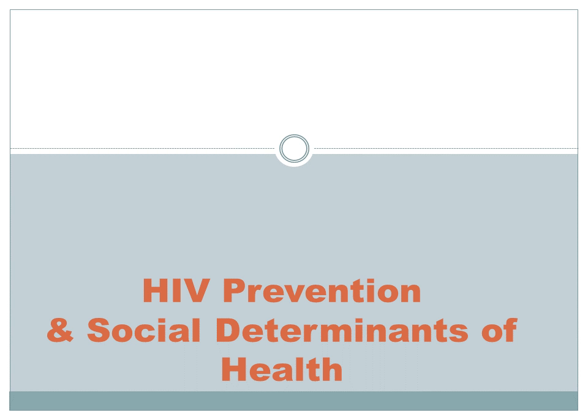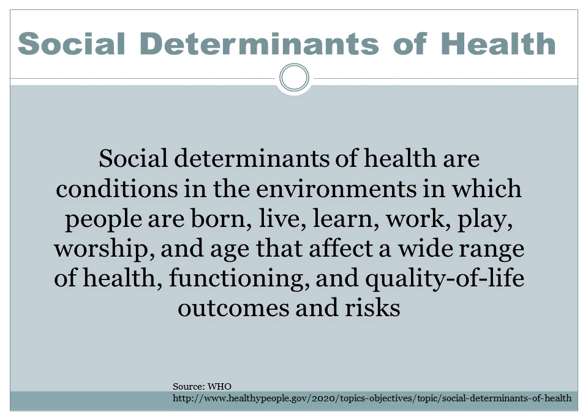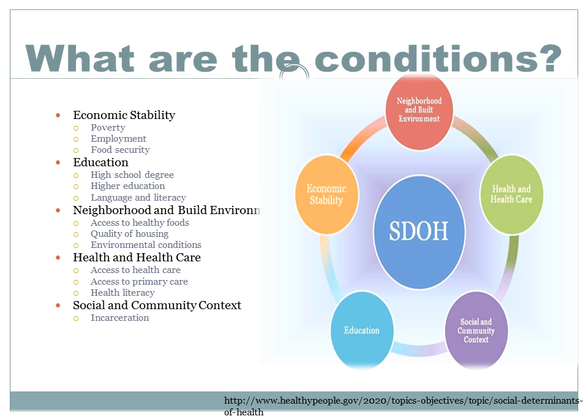Next slide, please. Now we're going to go into a bit of a discussion around HIV prevention and social determinants of health. So how do we address social determinants of health? Social determinants of health are conditions in the environments in which people are born, live, learn, work, play, worship, and age that affect a wide range of health, functioning, and quality of life outcomes and risks.